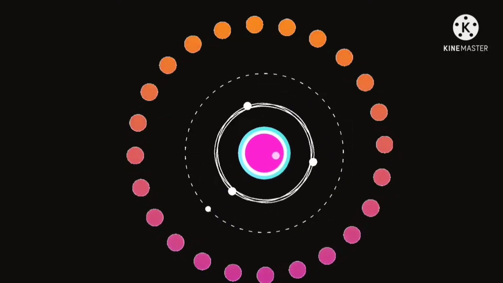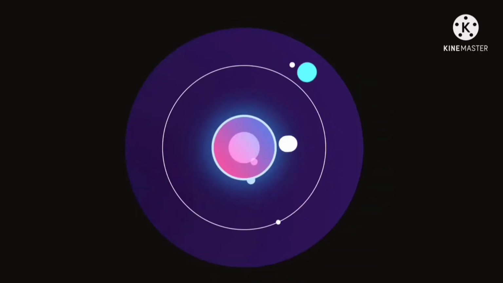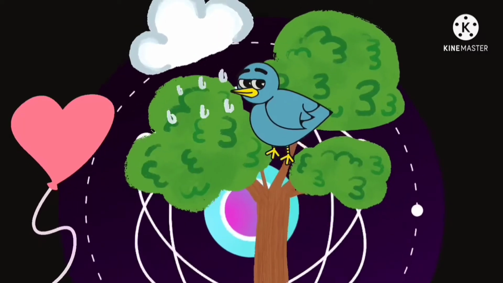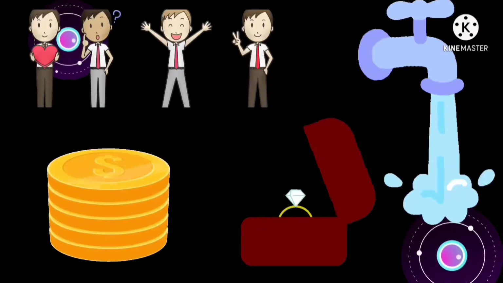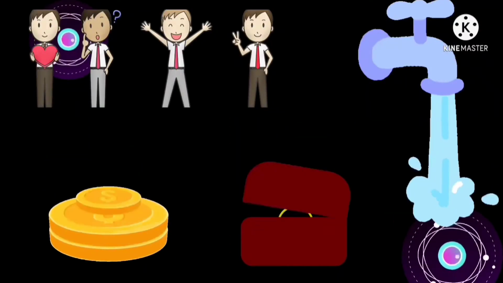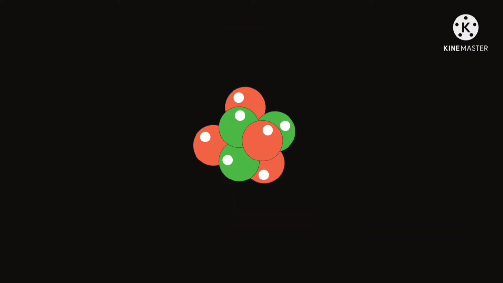Everything in the universe is made of atoms. They are the building blocks of the universe. Trees, birds, animals, even humans, air, water, metal, gold, diamond, iron are made of atoms. Atoms are so small that millions of atoms would fit on the head of a pin.